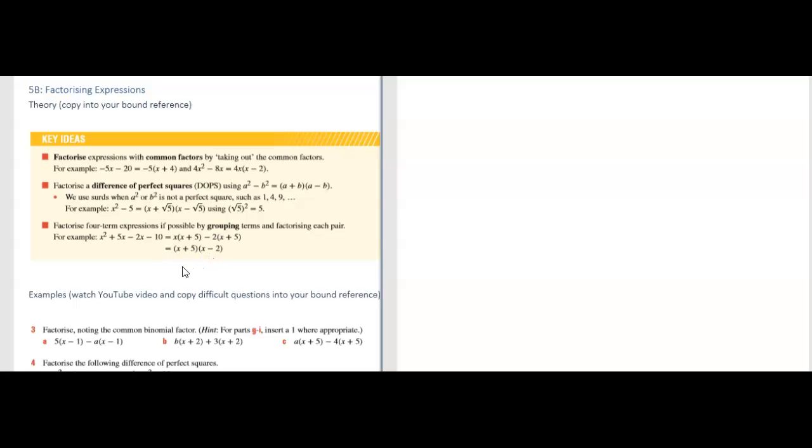The other way to factorise is by grouping. This is where you group the first two terms and the second two terms, and then group them to factorise. Again, it makes more sense when you do examples. So let's get stuck into some of them.